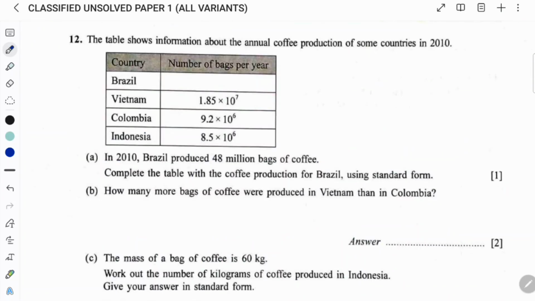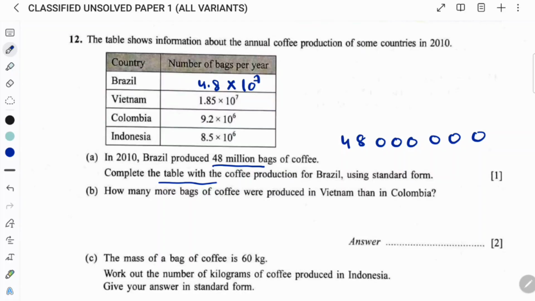Now I'm leaving some questions in the middle because it's difficult to do more. So Brazil is unknown in this question. In 2010 Brazil produced 48 million. Complete the table. So that is 48 million, 4.8 into 10 to the power 7.